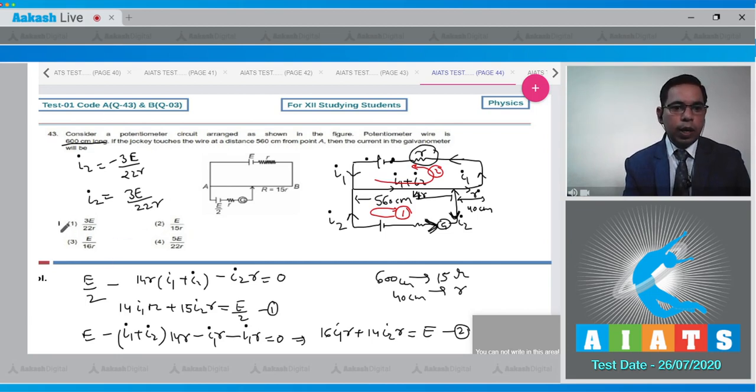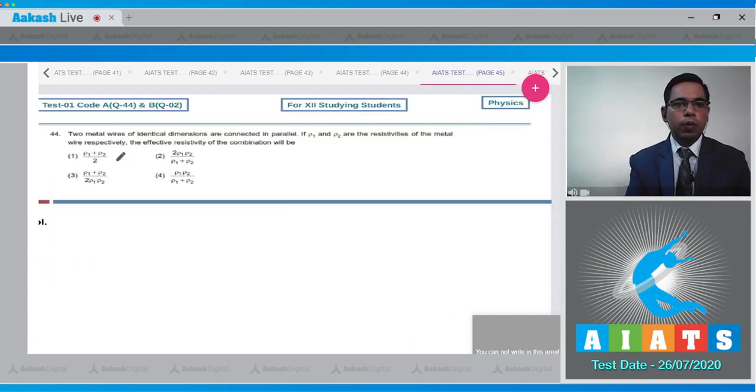Which option will be correct? Answer number 1 is the correct option. Now move to question number 44, which states that two metal wires of identical dimensions are connected in parallel. If ρ1 and ρ2 are the resistivities of the metal wires respectively, the effective resistivity of the combination will be.